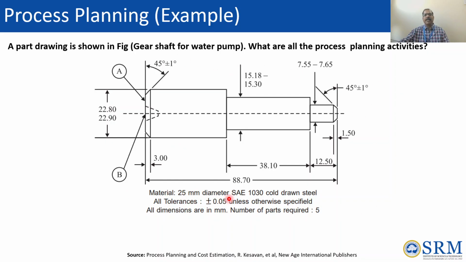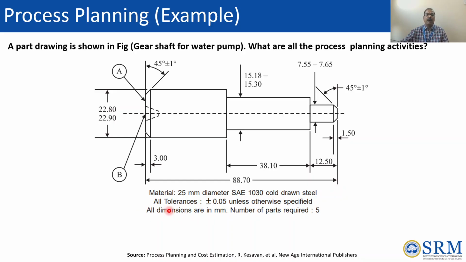25 diameter SAE 1030 cold drawn steel is given as your raw material. The final component is not 25, it is lesser. So the original component is 25 diameter cold drawn steel. Clearly they have given the size of the raw material and what process the material came from.